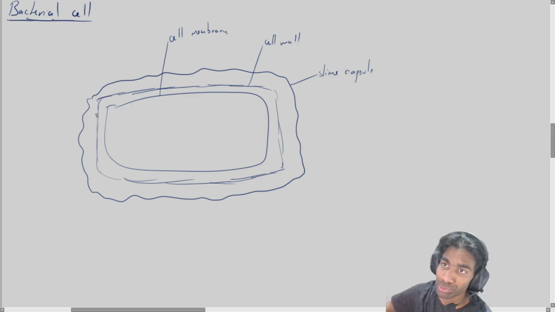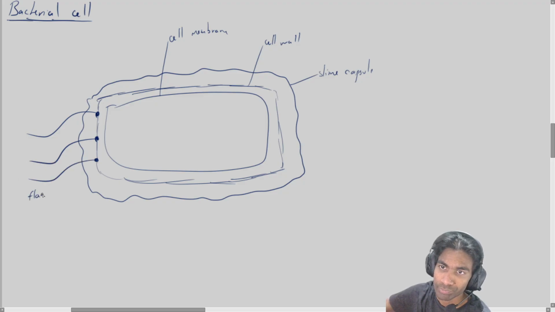Apart from this, bacteria can also have these extensions over here, which we can call flagella. These are hair-like substances which are responsible for a swimming motion. We mostly say that this is for locomotion, but I'm going to instead use the word movement.